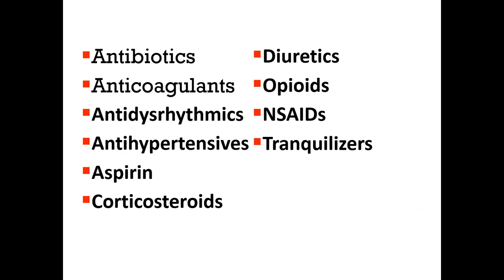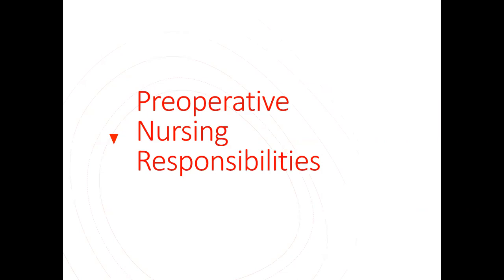And then opioids. Opioids are going to increase the risk for respiratory depression. Non-steroidal anti-inflammatories are going to inhibit your platelet aggregation, which is going to increase the risk for bleeding. And then tranquilizers are going to increase the risk of respiratory suppression. So from here, we're going to break it down into the three sections. And we're going to start with the preoperative nursing responsibilities.